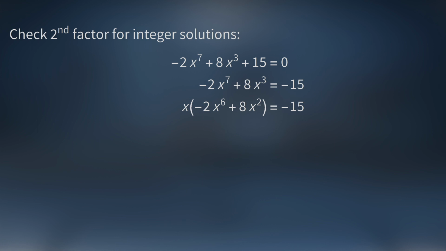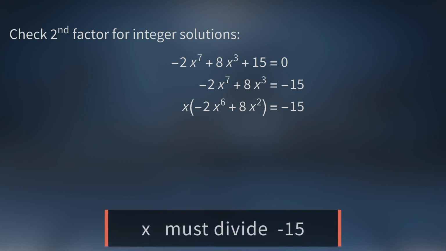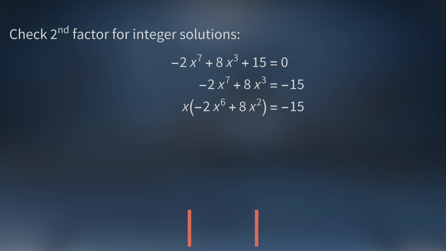But if x is an integer, then the second factor, negative 2x to the 6th plus 8x squared, will also be an integer. This is because all the coefficients are integers. So on the left-hand side, both factors are integers. This means that x must divide negative 15. This is the key. All we have to do is make a list of all divisors of negative 15 and check them one by one.